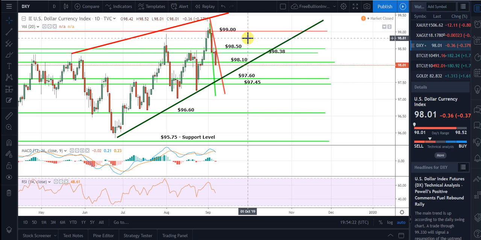Anyways, as far as resistance goes, if we do see a pop to the upside, I would look to 98.38 or 98.50, definitely 99. And to the downside, support we should see at 97.60, 97.45, or 96.60.